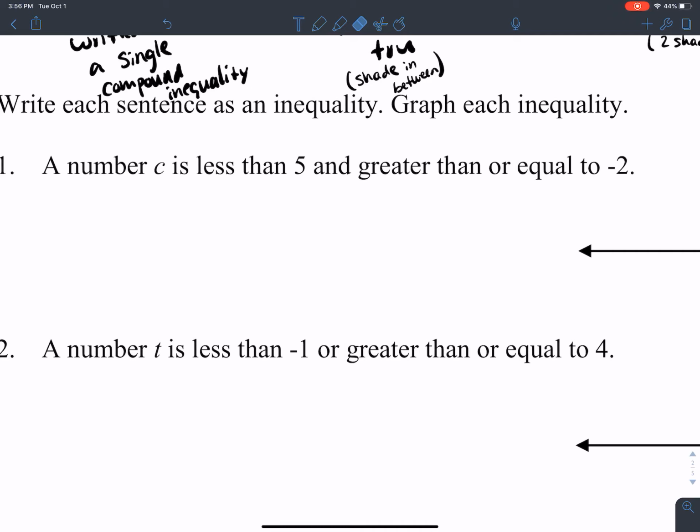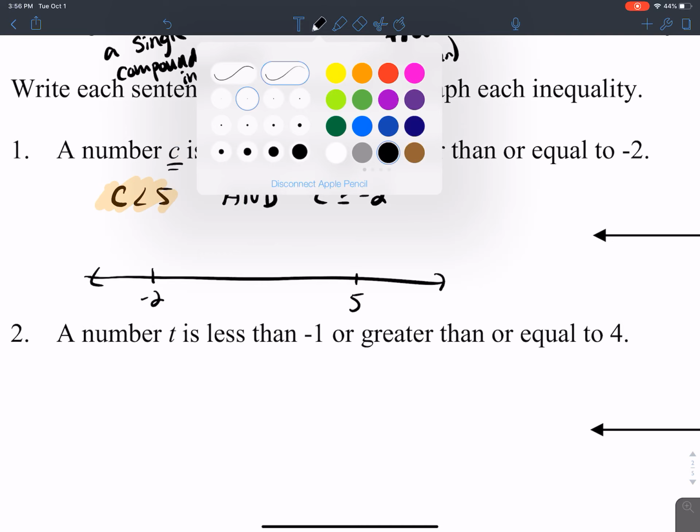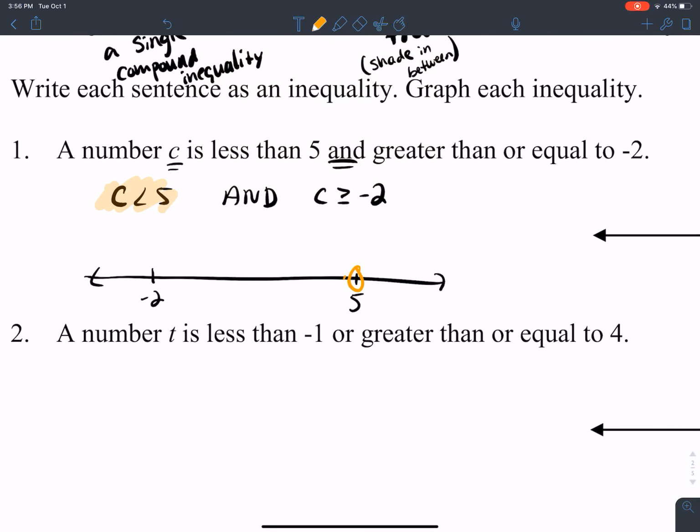So a number C is less than 5. So let's write that. So C is less than 5, and I see the word and C is greater than or equal to -2. So if I think about that on a number line, I want to see where are these both true. So I'd plot -2 and I'd plot 5. So let's graph this one first. All the C values that are less than 5 are right here. So I'm just shading the entire number line. I'd move over to my next inequality. C is greater than or equal to -2.